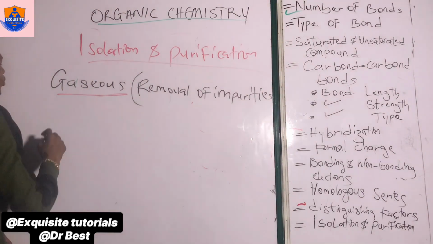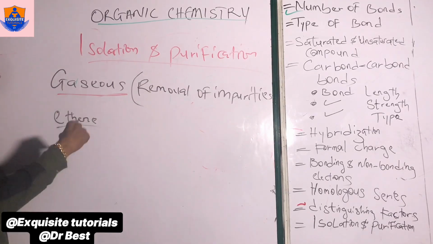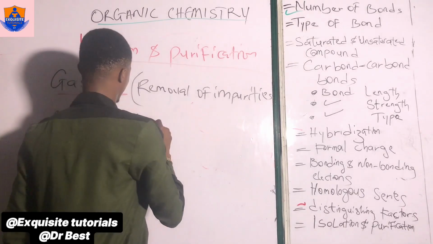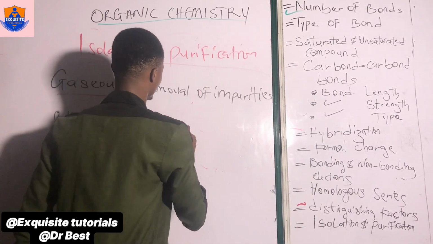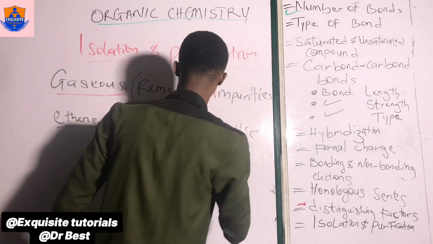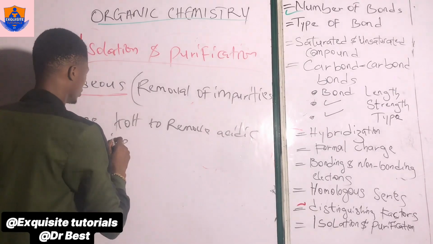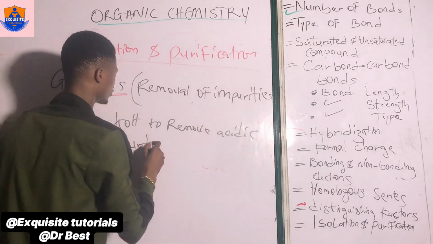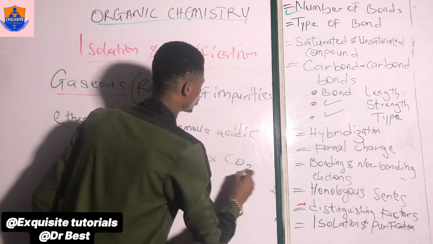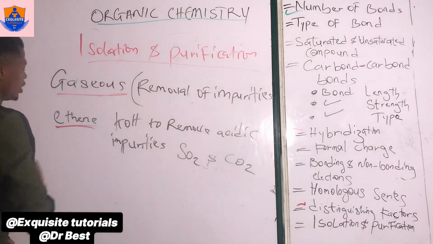Now we have, for example, your ethene. Your ethene is passed through potassium hydroxide to remove acidic impurities of SO2 and CO2. That is for ethene. You remove acidic impurities of SO2 and CO2.